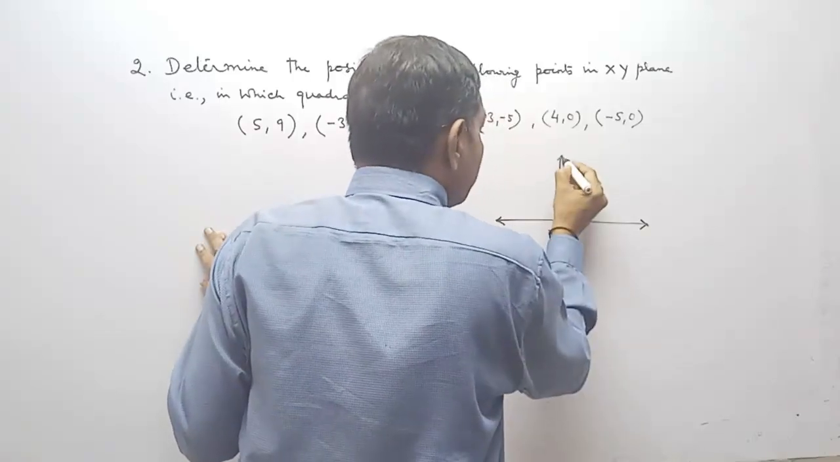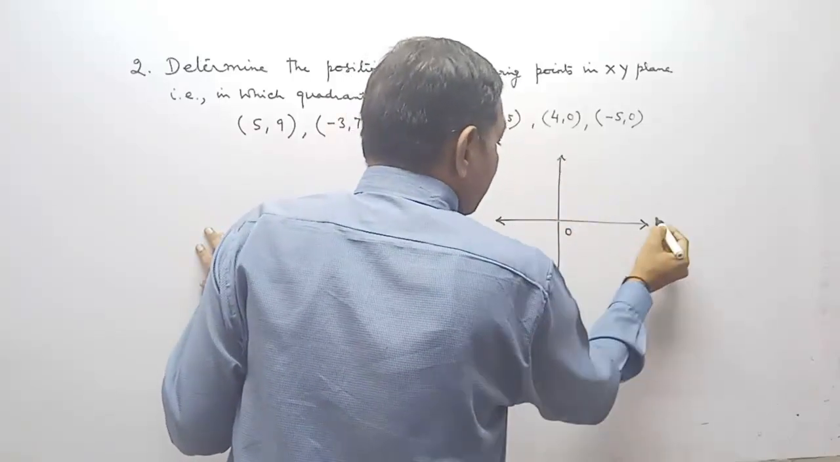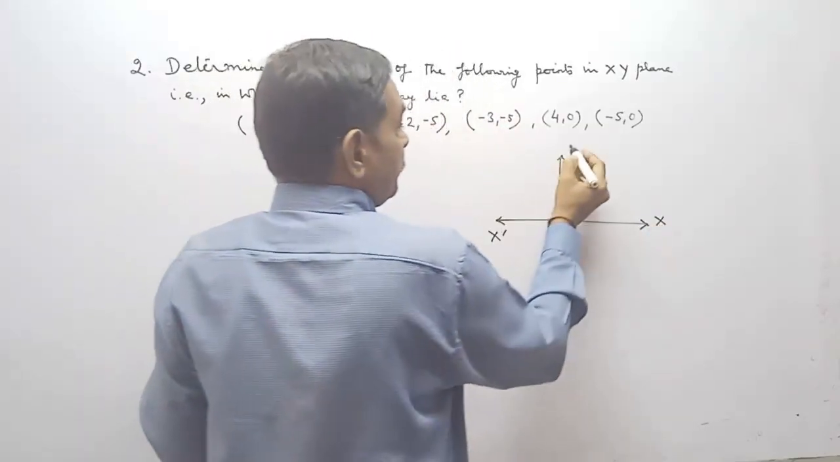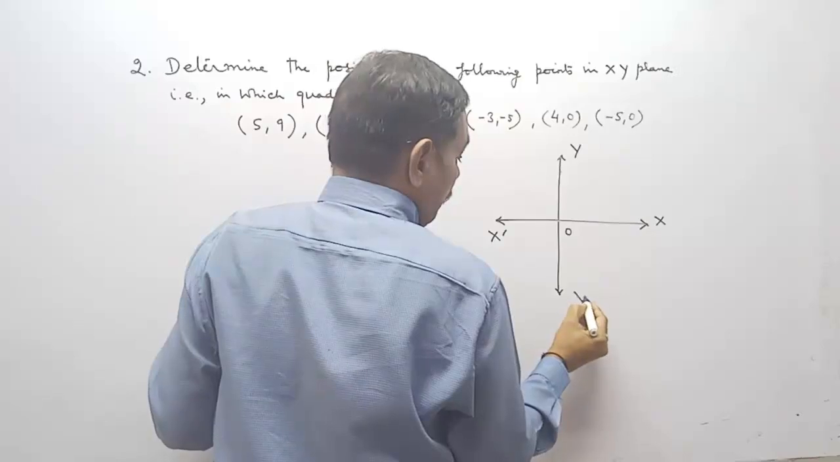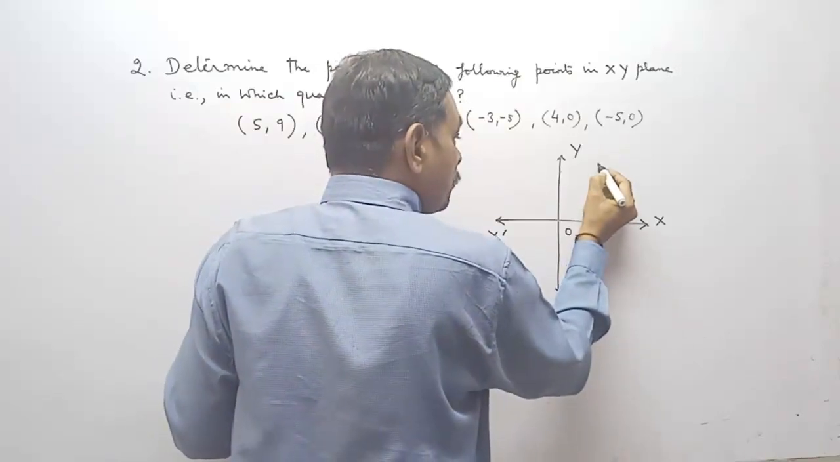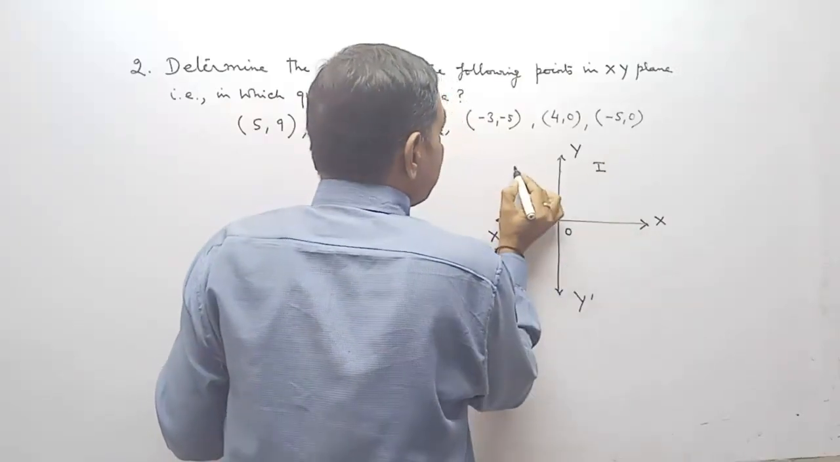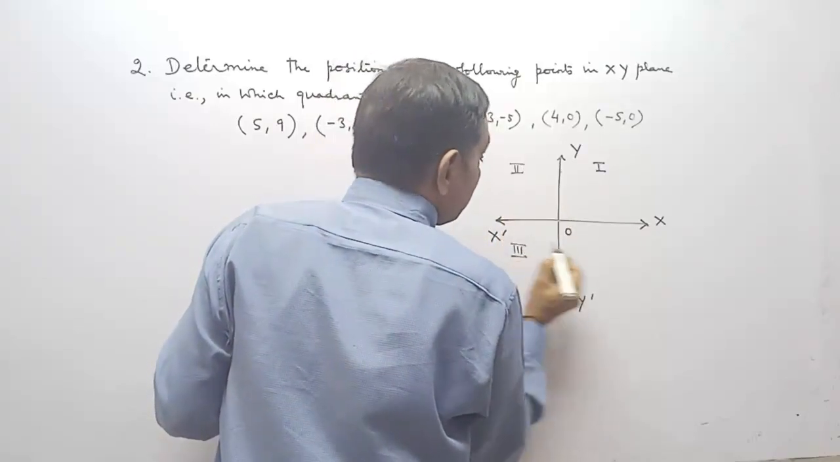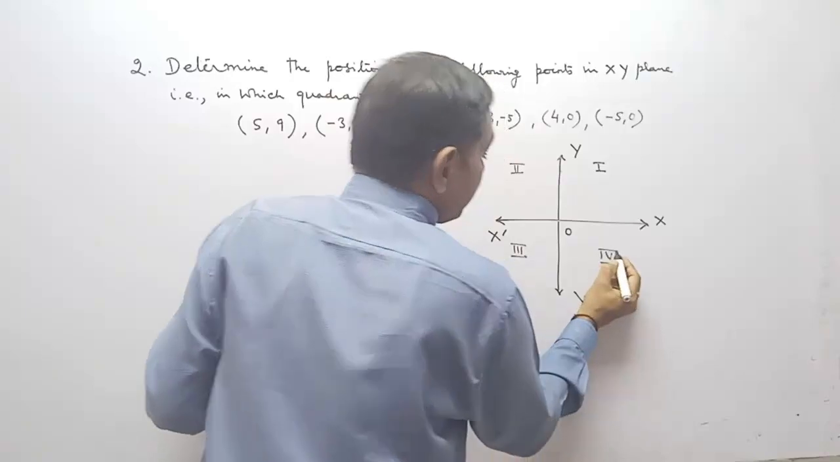O is the origin. This is OX. It is X dash, Y, Y dash. We call this quadrant the first quadrant. Second is this quadrant. Third is this quadrant. And fourth is this quadrant.